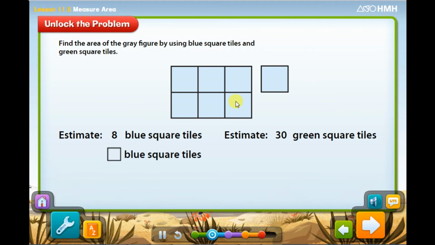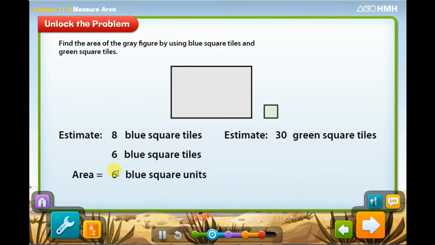The gray figure is now covered with blue square tiles. How many blue square tiles cover the figure? 1, 2, 3, 4, 5, 6. It's 6. 6 blue square tiles cover the gray figure. What's the area of the gray figure in blue square units? You know, the area is the number of square units, right? So if it's 6 tiles or 6 square units, the area will be 6 too. The area is 6 blue square units.